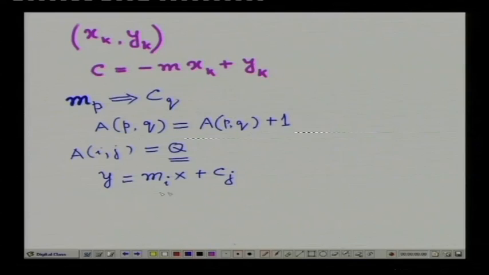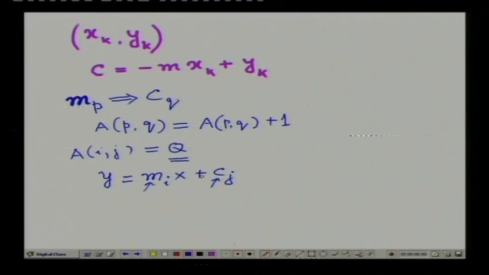Now, the question is, what is the accuracy of this particular procedure? That is, how accurate is this estimation of m i and c j? That depends upon how many accumulator cells I will have in the accumulator array. If I have a very large number of accumulator cells, then the accuracy of the computed m and c will be quite high, whereas if I have a small number of accumulator cells in our accumulator array, then the accuracy of these computed values will be quite less.